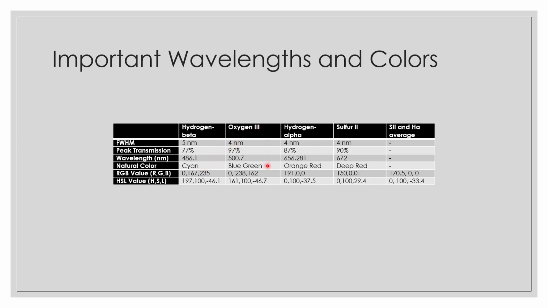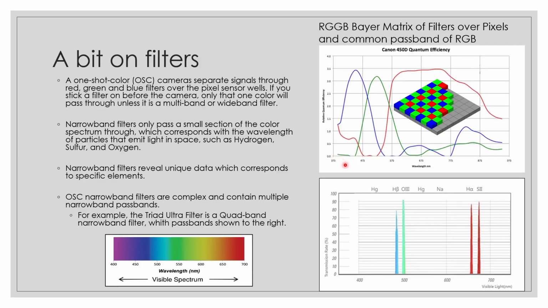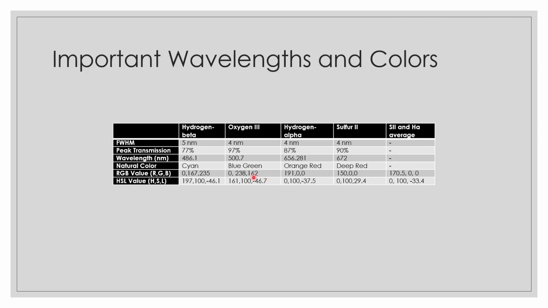Oxygen 3 is like a blue-green color that comes out. Hydrogen alpha is like an orange-red. And then sulfur 2 is a deep red. And if you notice the wavelengths here, oxygen is 500.7 nanometers, but then hydrogen alpha and sulfur 2, they're pretty close. They do have some separation, of course, in wavelength, but they're relatively close to each other, as you can see on this chart here, as well as hydrogen beta and oxygen 3. But this is kind of the natural color of those elements.